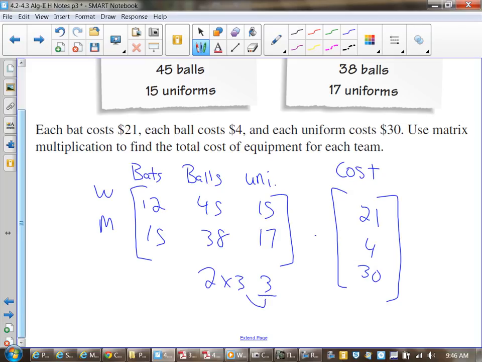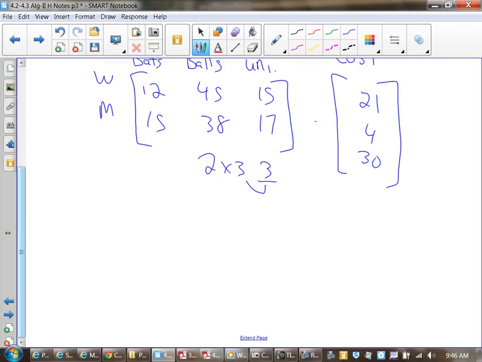Yes, sir? Wait, so how do you know that they go that way? And then, I understand that you can't do them vertical, but how do you freeze that out?